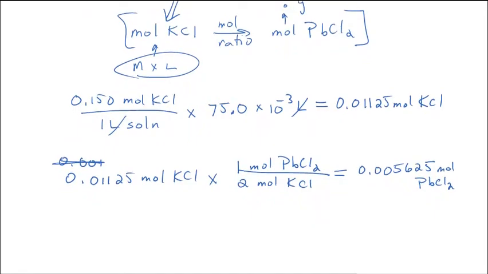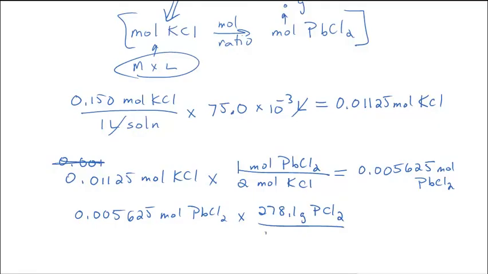And then the last step, we don't want moles of PbCl2, we want grams. How do we get from moles to grams? Yeah, we need the molar mass. And so look at your periodic table, look up the molar mass of lead, look up the molar mass of chlorine, multiply that by 2, add those together, and you should get about 278.1 grams of PbCl2 in 1 mole of lead 2 chloride.